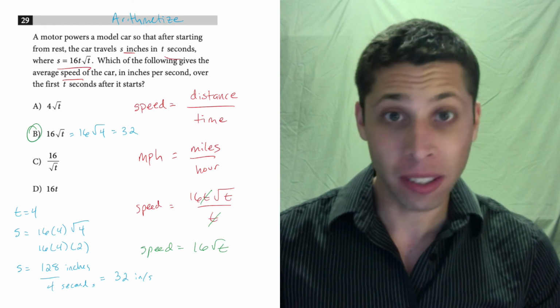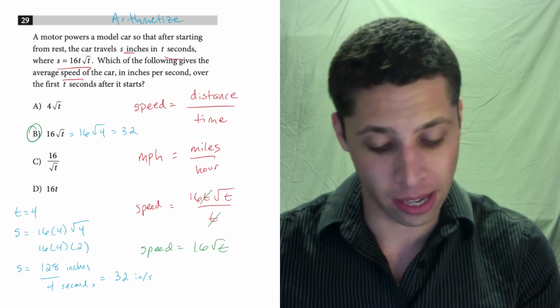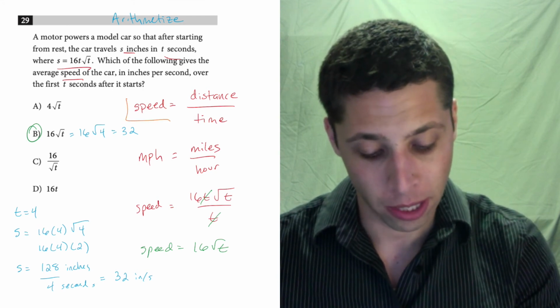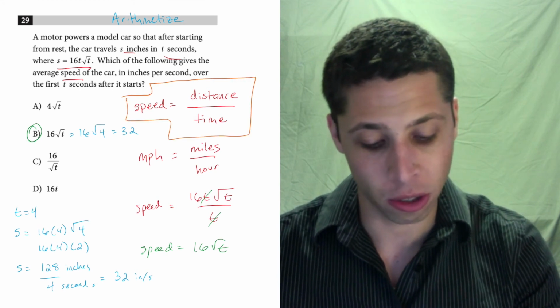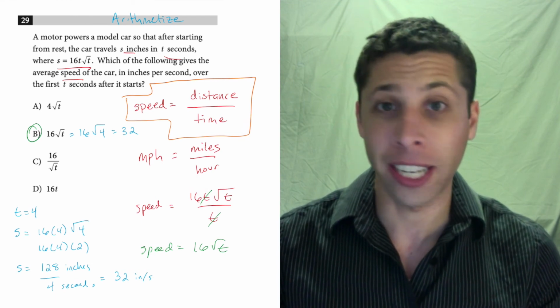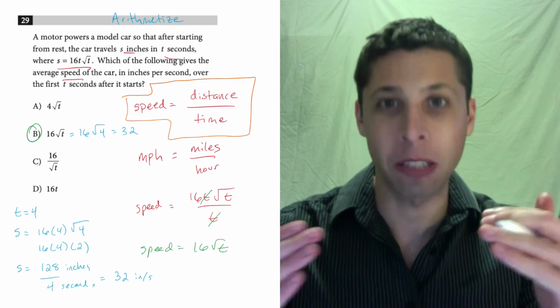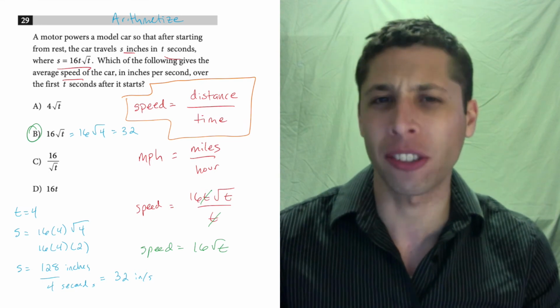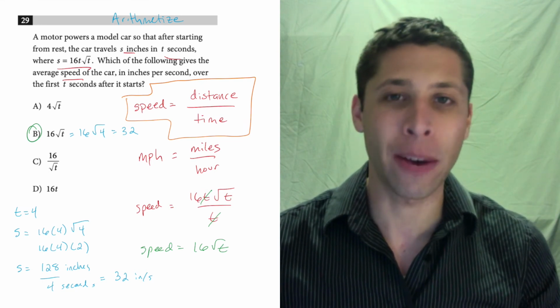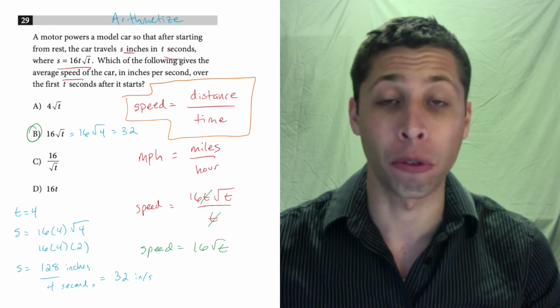So the best thing to do in this case is really just to memorize this formula, that the speed is equal to the distance over the time. And if you've ever driven at any speed before, you know that the units of speed are a distance per time. So it makes logical sense that that would be the formula. So add that one to your repertoire of formulas to remember.